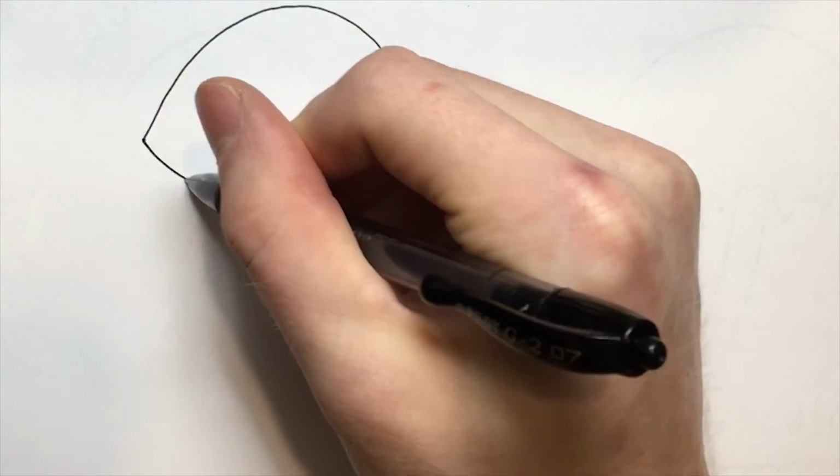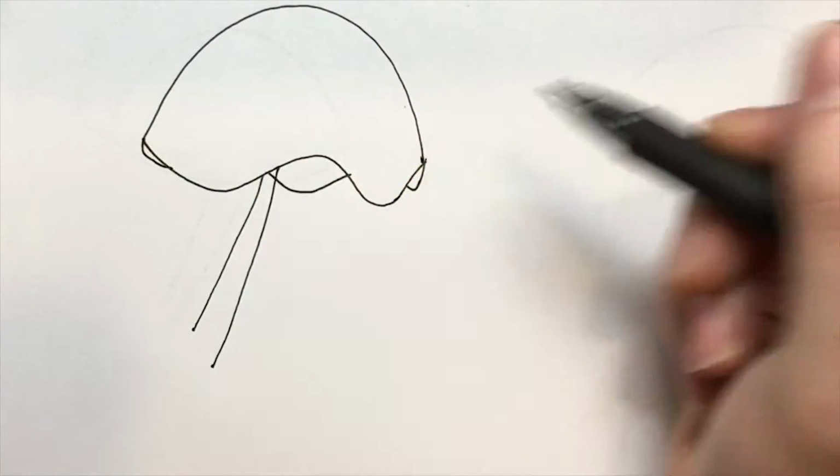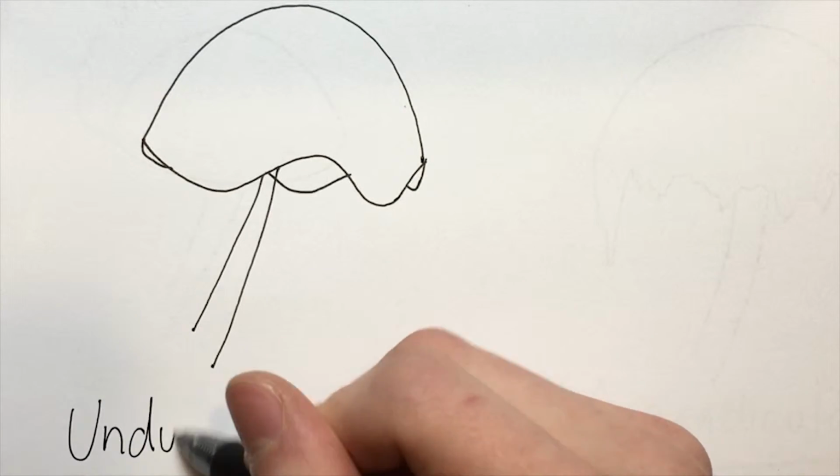If the mushroom cap's margin appears wavy, then you can call it undulate. You can also say it just has a wavy margin, but you gotta admit, undulate sounds pretty sweet.